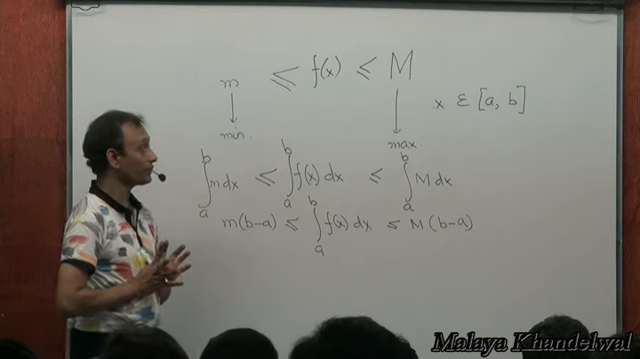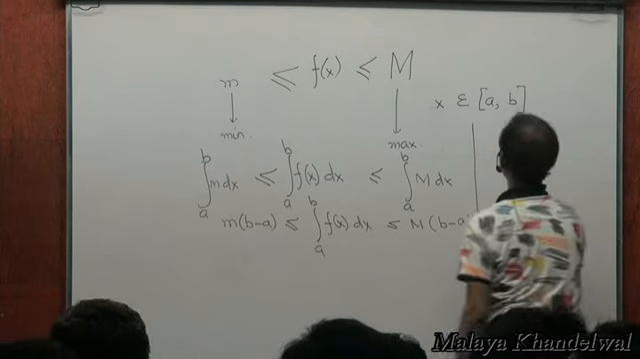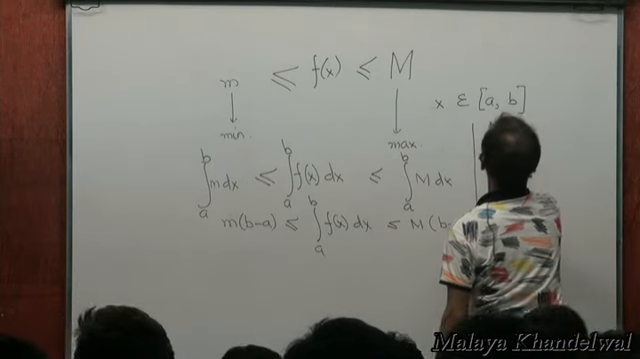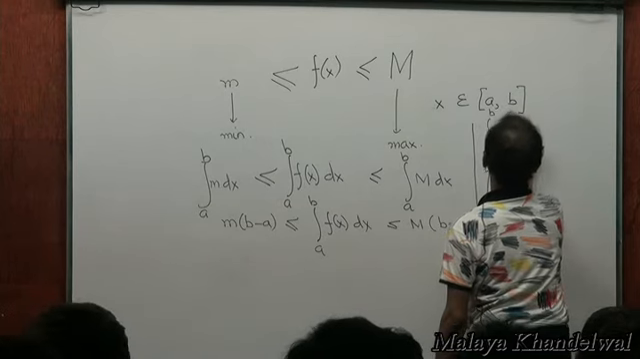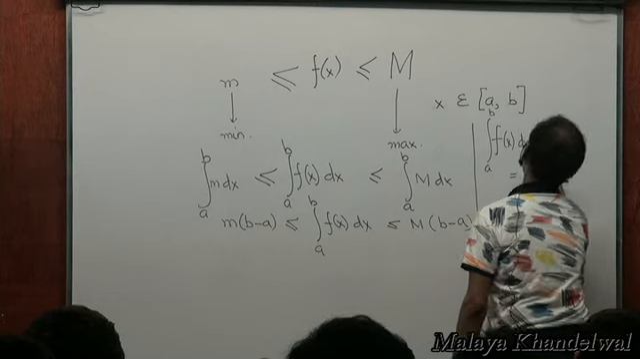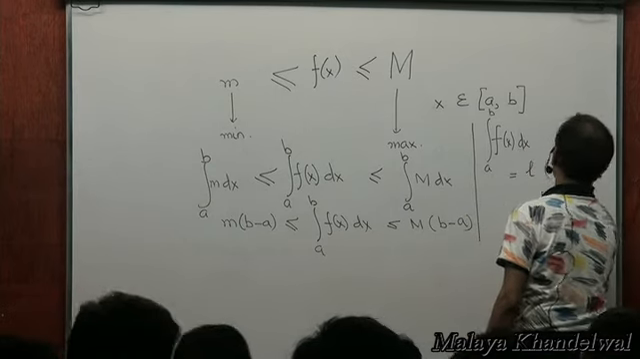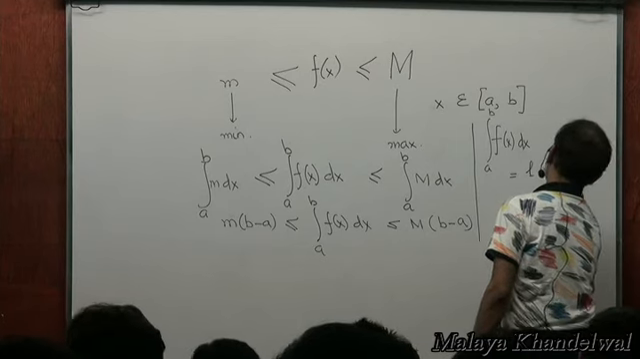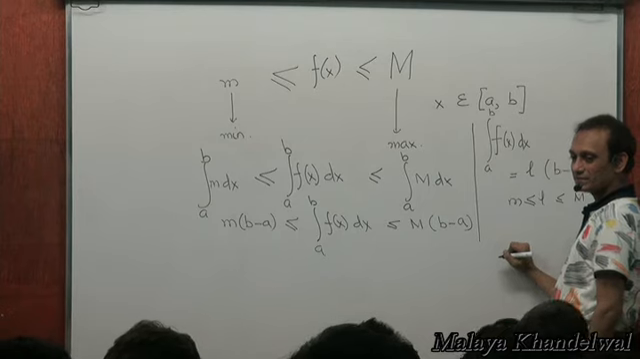Right? Which means I can say integral f x dx a to b will be some number L into b minus a, where L would be some number lying between capital M and small m. Can this be said?